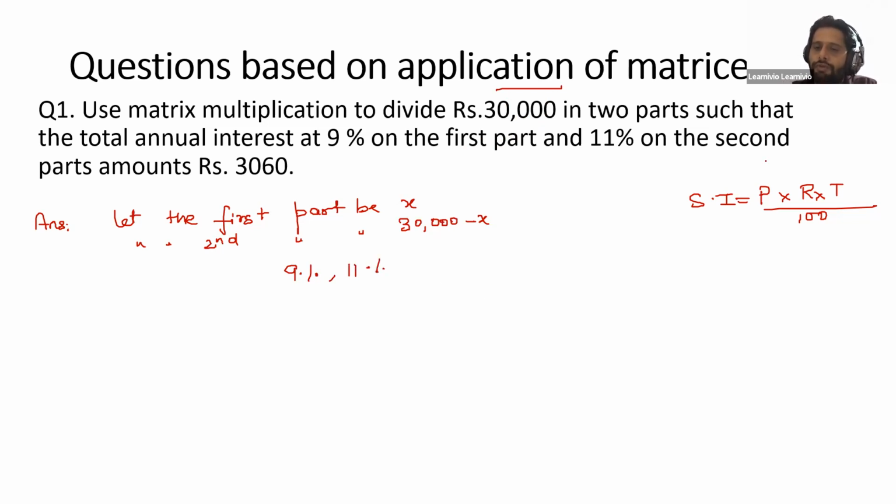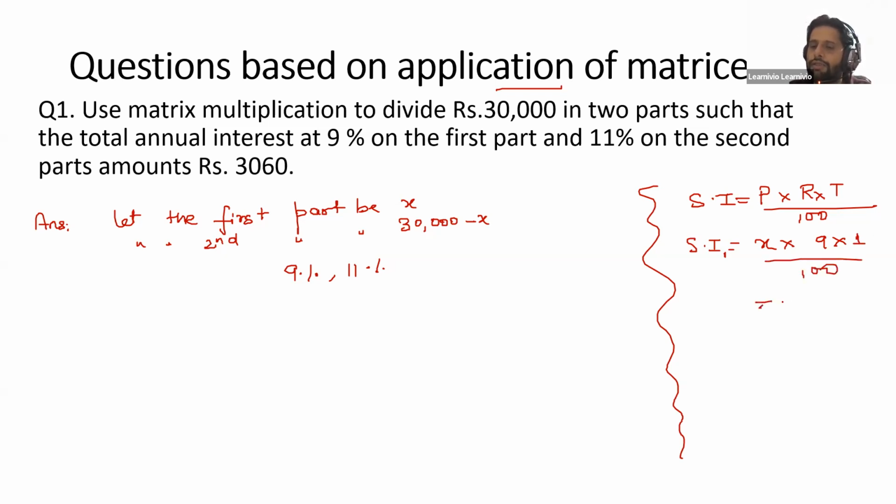Now in rough, we will calculate what we finally need. We need to calculate the simple interest on both the first part and the second part. So simple interest on the first part is equal to principal X, rate of interest 9%, time we will take as 1, because we are finding the interest for 1 year, into 1 by 100. So we can write it like this: X into 9 by 100. Similarly, on the second part, it will be 30,000 minus X into rate of interest 11 by 100, again with time 1. So we will get this expression.